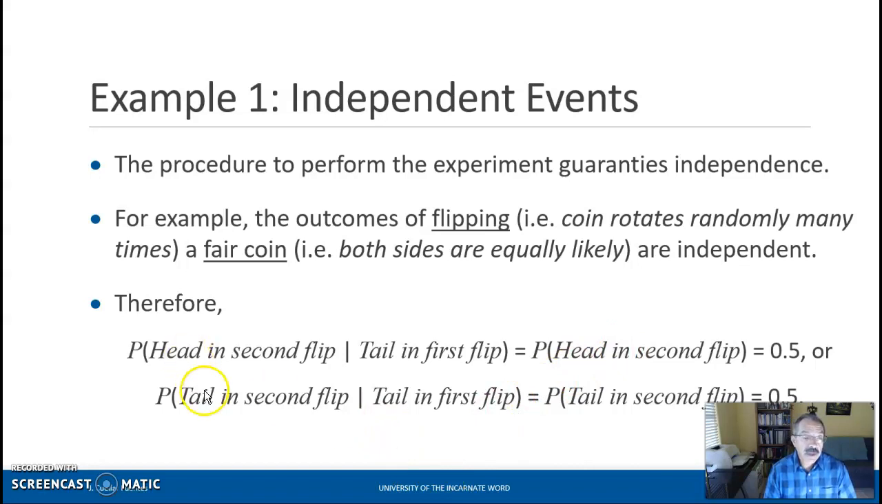Similarly, if I'm interested in the probability of a tail in the second flip, given that I saw a tail in the first flip, it doesn't matter that I saw a tail in the first flip. The probability of a tail in the second flip is 0.5. So again, this is an example where the performance of the experiment guarantees the independence of the outcomes of the experiment.